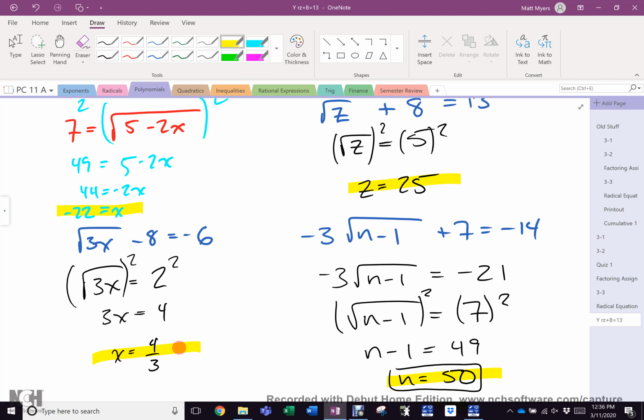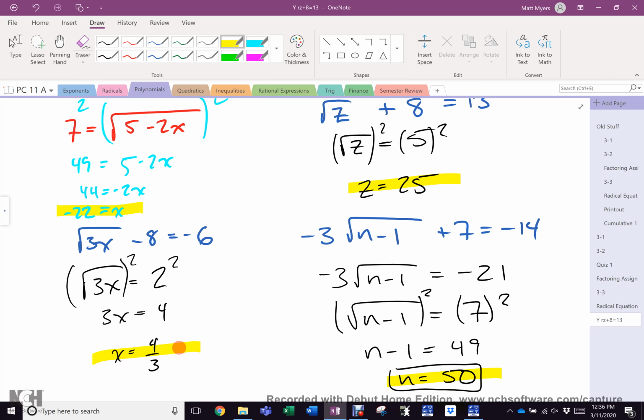Square. What do I have to do to the other side? Square. 4 equals x minus 2. Is x isolated? No. Isolated. Plus 2 plus 2. 6 equals x. Am I done? No. Check it.